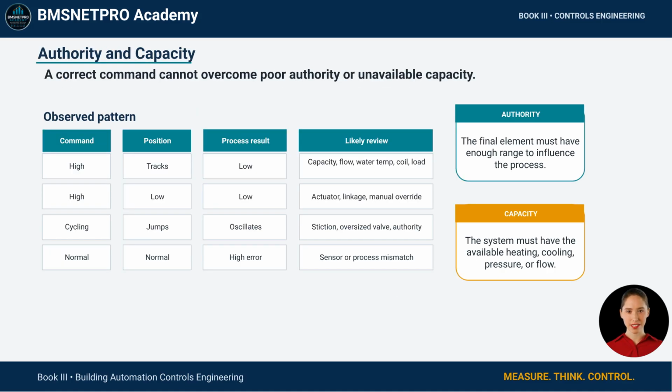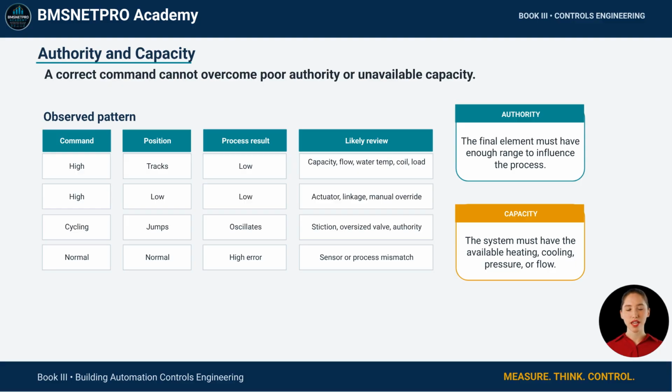Authority and capacity are different. Authority describes whether the final control element has enough influence over the circuit. An oversized valve, poor pressure relationship, or nonlinear damper can make small movements produce large process changes, or no useful change at all. Capacity describes whether the system can produce the required result.